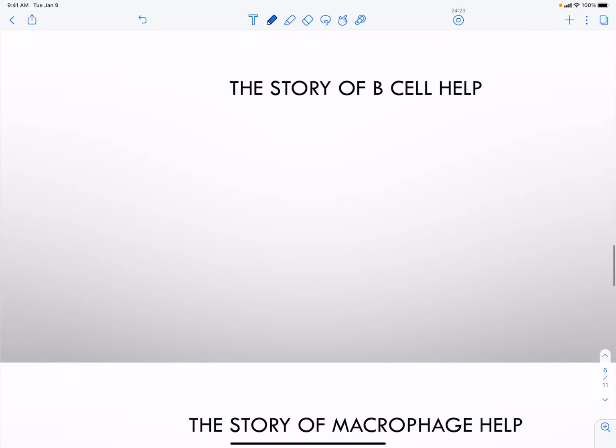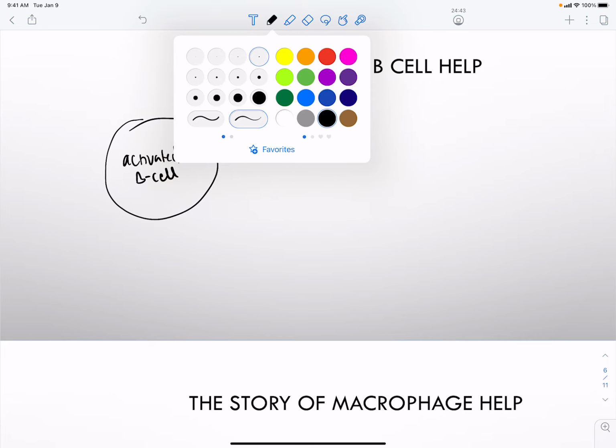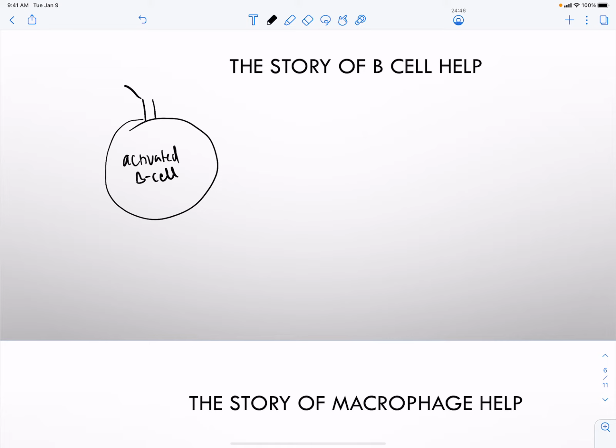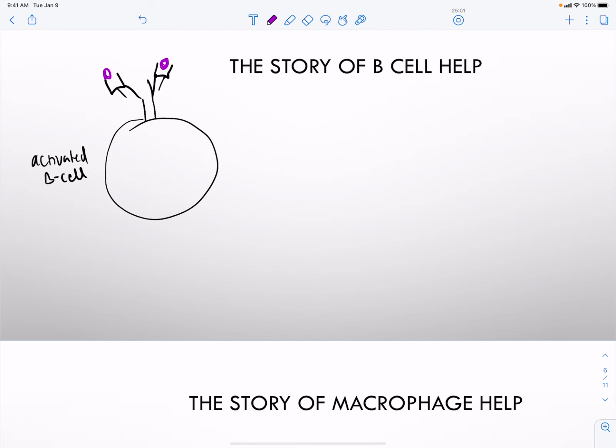Okay, so B cell help is pretty straightforward. We've already talked about it. We talked about macrophage help just very quickly. You have your B cell that's activated. Now, one thing to keep in mind is the B cell has the B cell receptor on its surface. It's going to have an antigen on its surface.